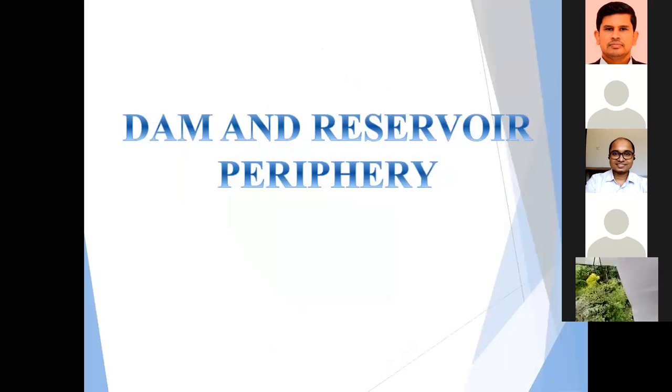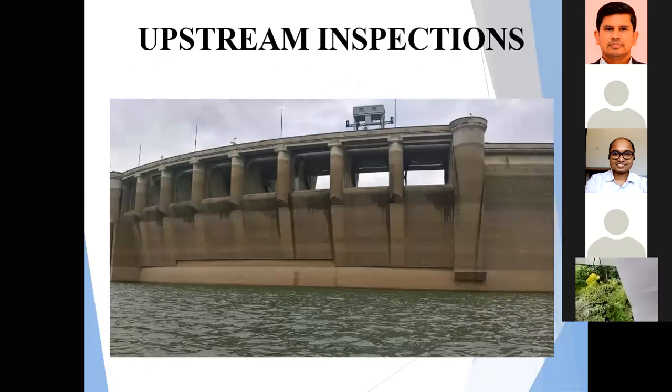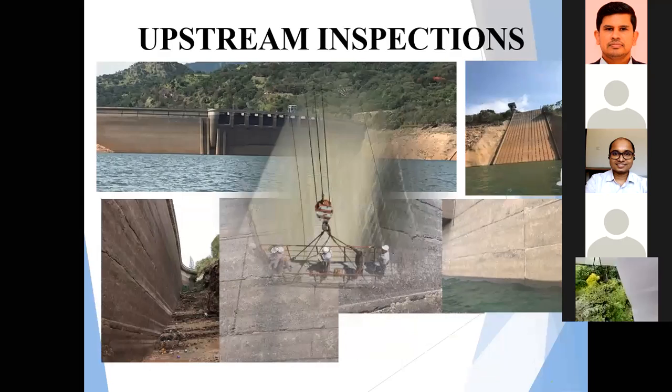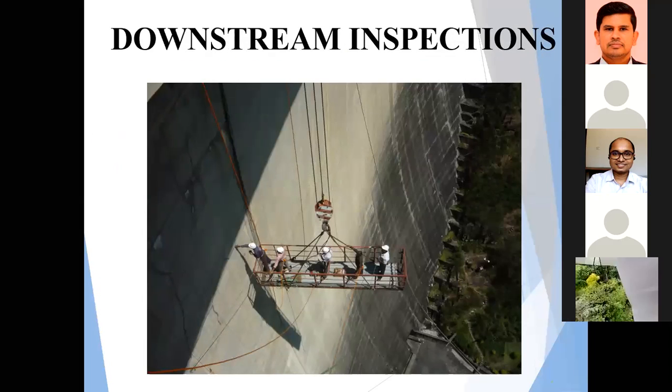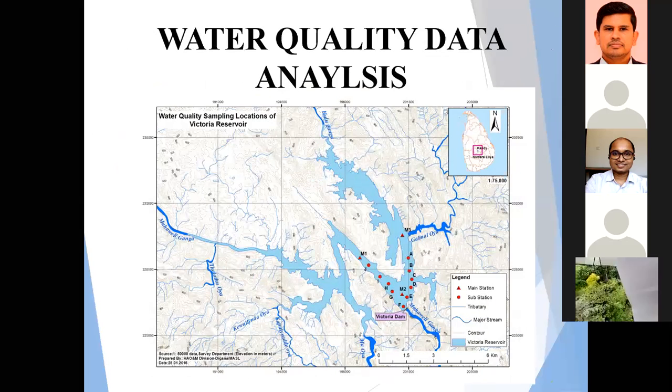And dam and reservoir periphery. Upstream inspection, actually visual inspection, is a must. We should do visual inspections. Upstream inspections are being conducted, and downstream inspections, it's kind of risky, but still we have to do them. And water quality data analysis: we are taking water samples from each location, analyzing water quality data, and preparing reports.